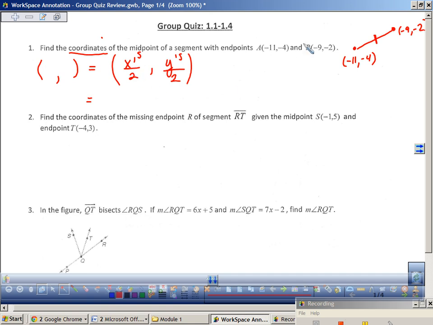Alright, so my x's are -11 and -9. What is adding up -11 and -9? -20 divided by 2. And what are my y's? -4 and -2. What's -4 and -2? -6 divided by 2. So that's my midpoint: -10, -3. Conceptually, let's do it conceptually.